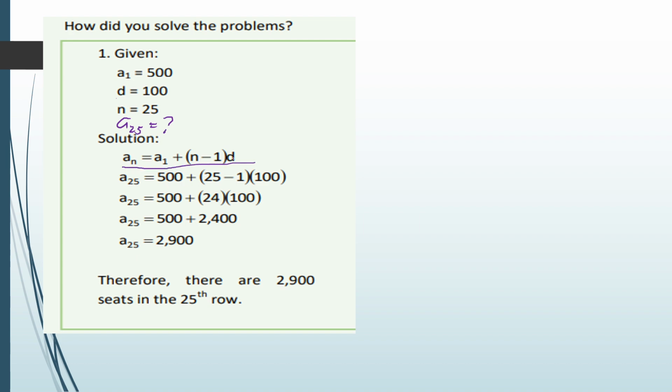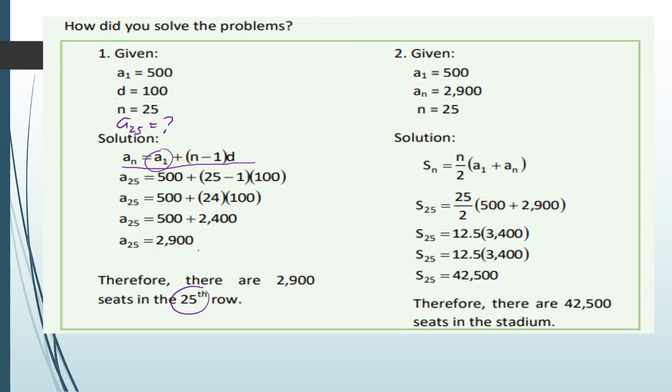So we're going to use the formula an equals a1 plus n minus 1 times d. a25, replace n with 25, and then first term is 500 plus n, which is 25 minus 1, times common difference 100. So 25 minus 1 is 24 times 100 will be 2,400, plus 500 in the first row is 2,900. Therefore, there are 2,900 seats in the 25th row. Questions? If you have questions, feel free to ask that one in the comment section.